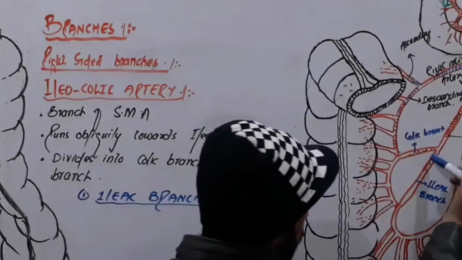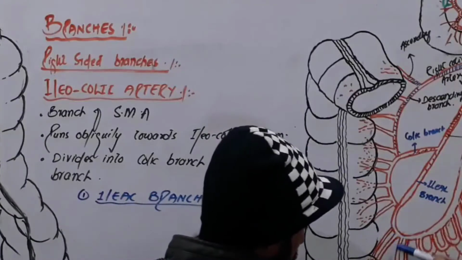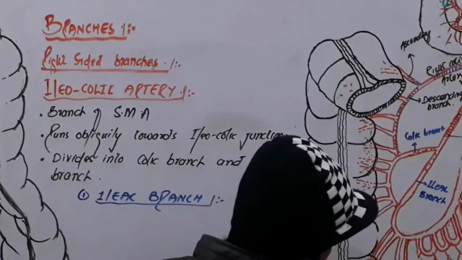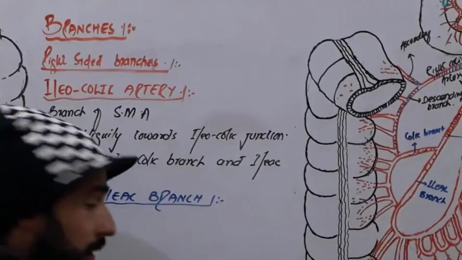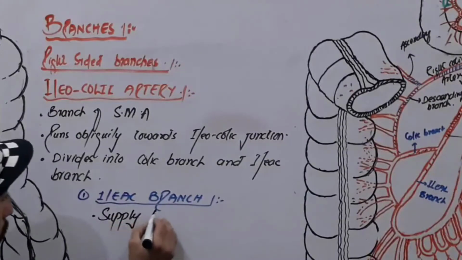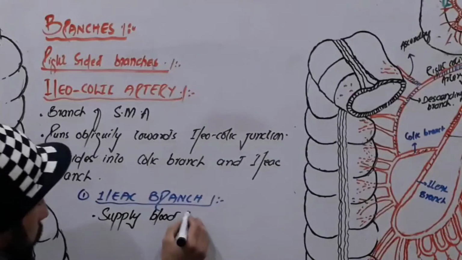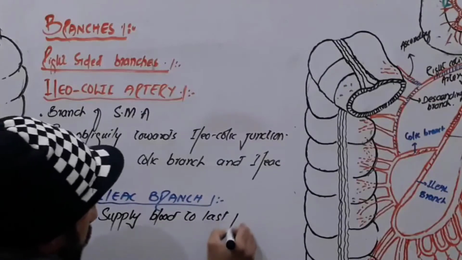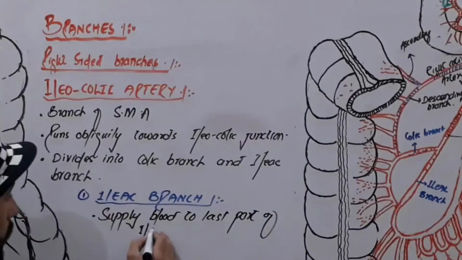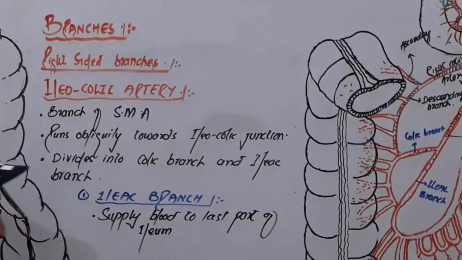Look, this is our ileal branch and it is coming towards the ileum. So it supplies blood to the last part of the ileum. Important point about it, it supplies blood to the last part of the ileum. Okay.